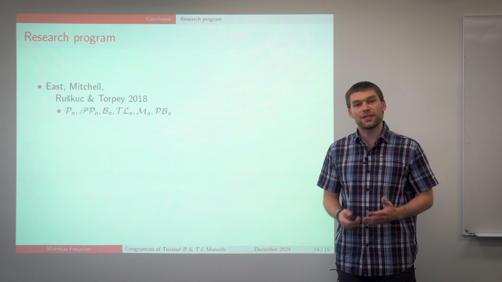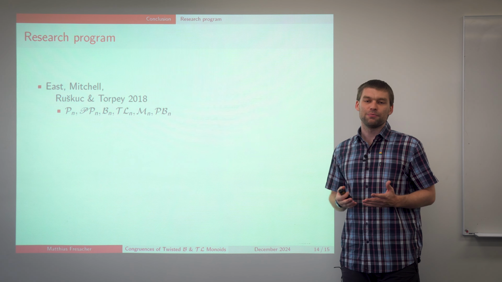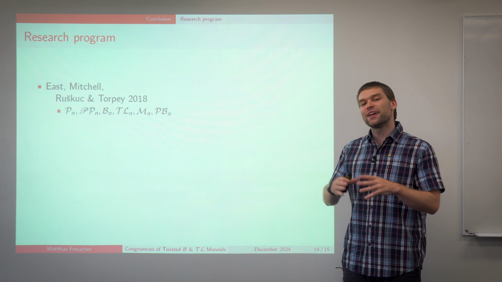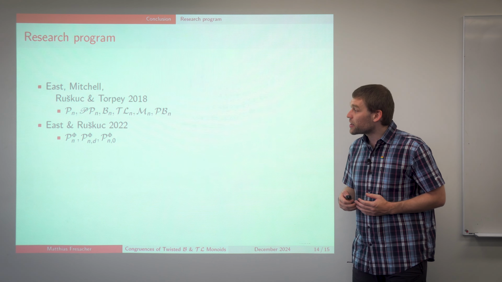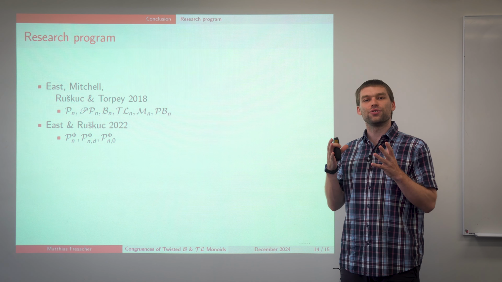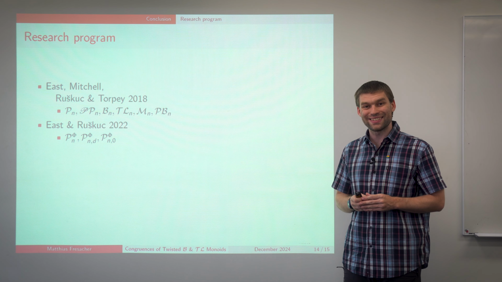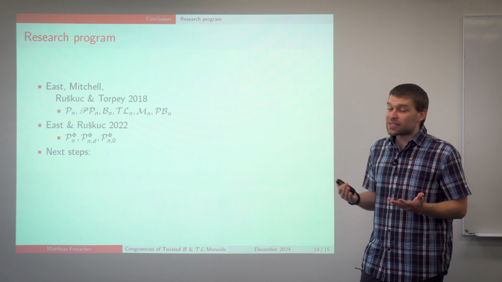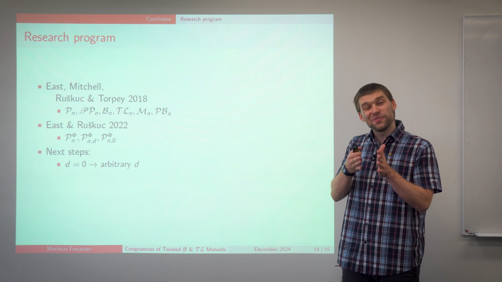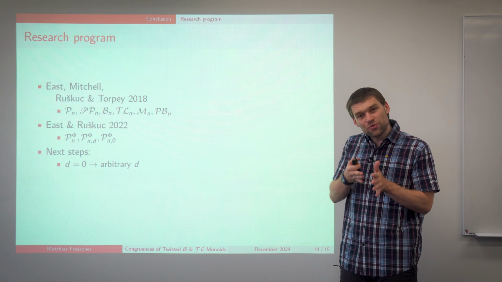This research program was started back in 2018 by East, Mitchell, Ruškuc and Torpey, who investigated a number of diagram monoids and established their congruence lattices in the non-twisted setting. This was then followed up in 2022 by East and Ruškuc, who established the congruence lattices in the twisted partition monoid. So the next steps for this work would be to go from the 0 twisted setting that I was working in to an arbitrary D twisted setting.